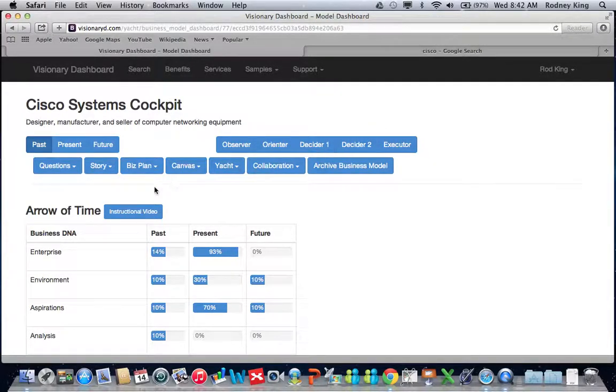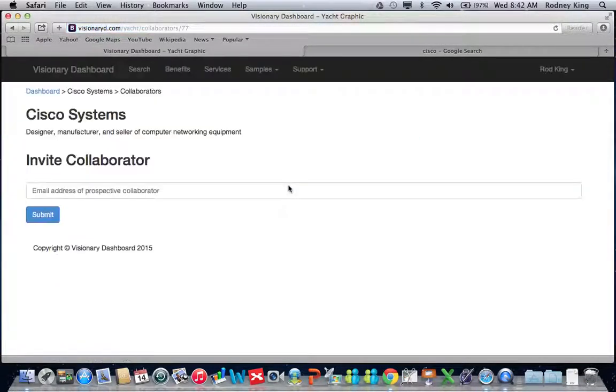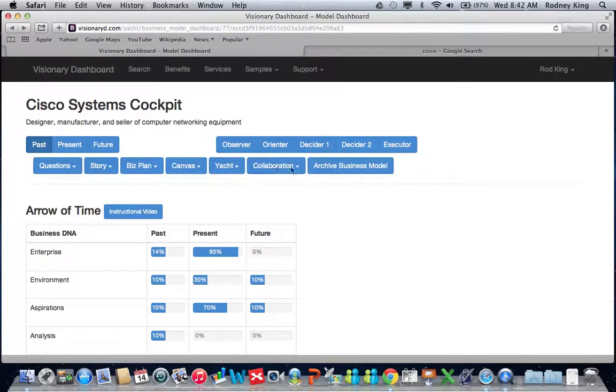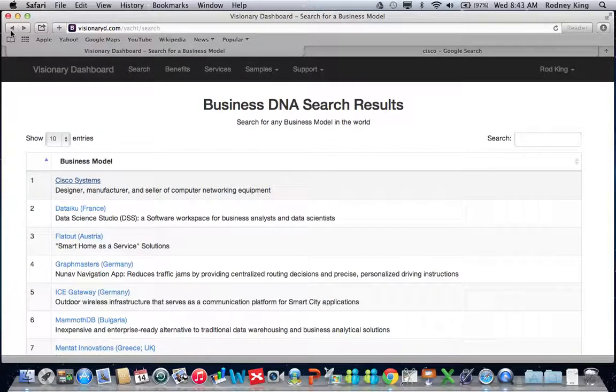Also, the business model can be presented as a series of questions and answers, and also in the form of a story, business plan, canvas, yacht, and in addition to that, one can collaborate on any aspect of the business model. One can also invite collaborators to the business model, and one can also find coaches and have advice on how best to proceed with the business model.